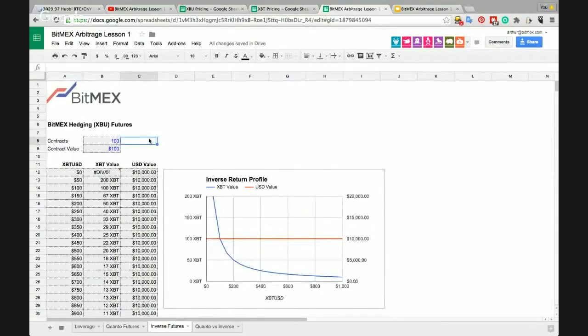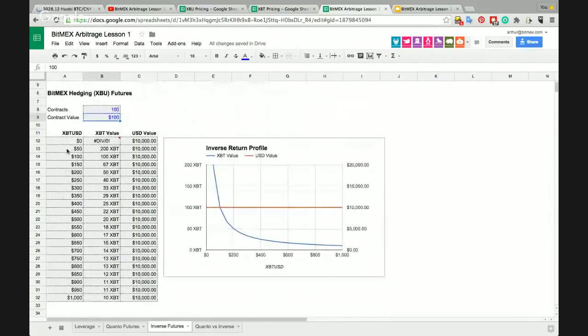So here we have 100 contracts of XBU futures with a contract value of $100, and then the same spot price from 0 to 1,000. And now we have the graph of our US dollar and Bitcoin return. Now, as I said, the US dollar value of this contract is fixed at $10,000. And as we see at any price, our contract is worth 10,000 US dollars.